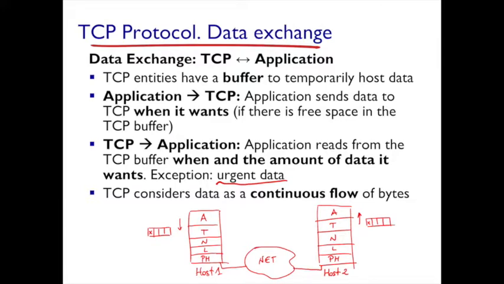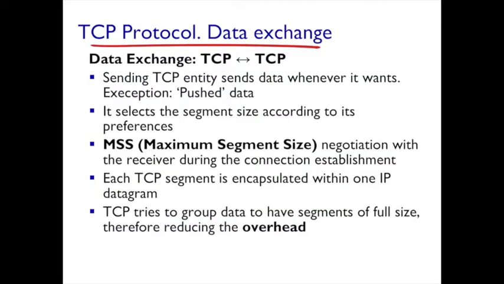So, as you may know, TCP considers data as a continuous flow of bytes. Remember that we have the sequence field and the ACK field, in order to know how many segments have correctly arrived to the destination, which is the next segment to be sent, and so on.